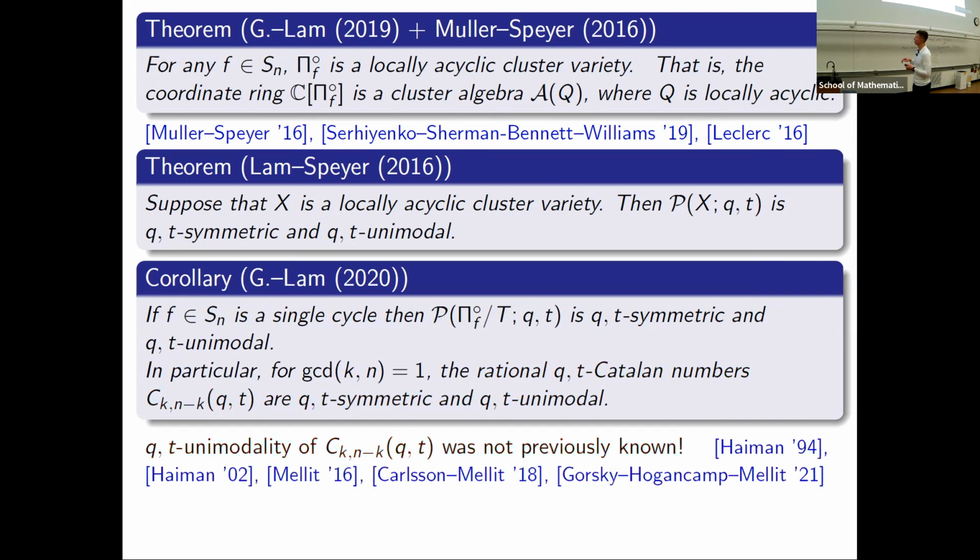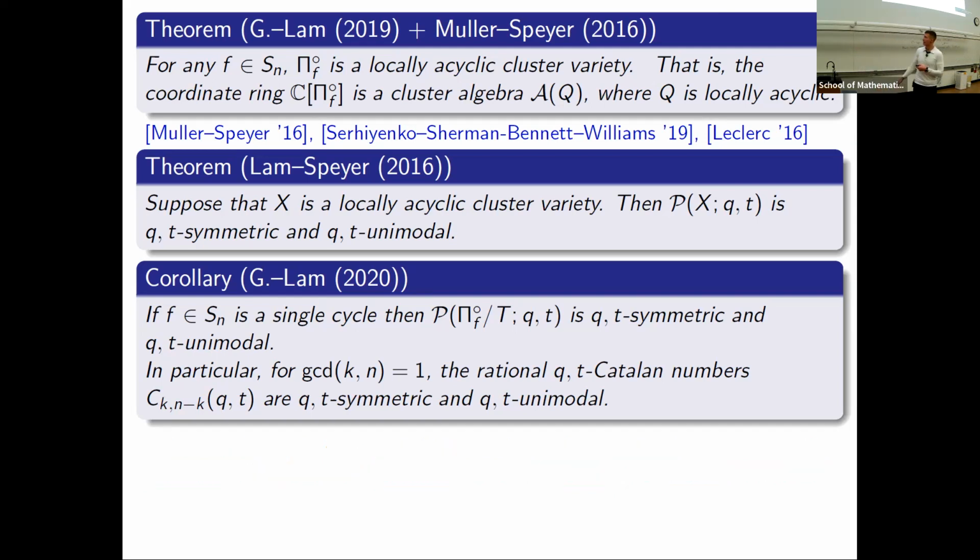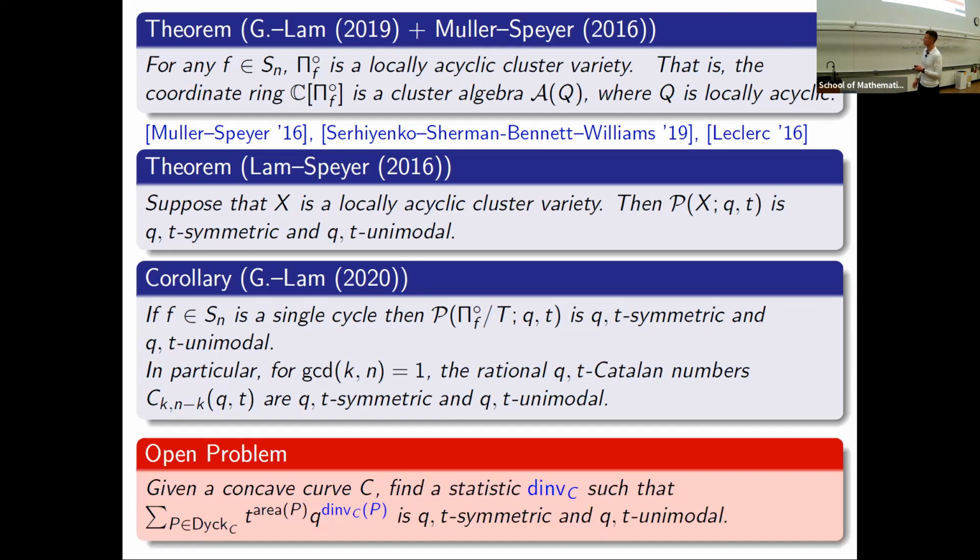So yeah, there were many works by different people related to these things. The symmetry was shown by Mellit in the proof of the rational shuffle conjecture, etc. But let me mention one kind of reformulation of the previous open problem. So here's another way to state the open problem.